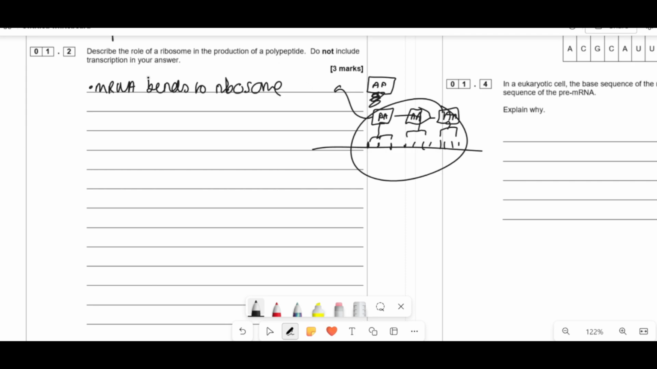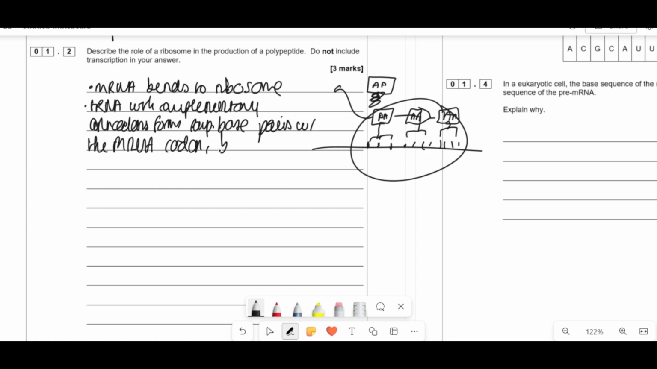So for the written answer: mRNA binds to the ribosome. What happens is that tRNA with complementary anticodons forms complementary base pairs with the mRNA codon. And this brings an amino acid with it. I'm going to write A for short. Then what happens is another one does the same. So I'm just going to write another one does the same. I'm lazy, but you write the whole thing.